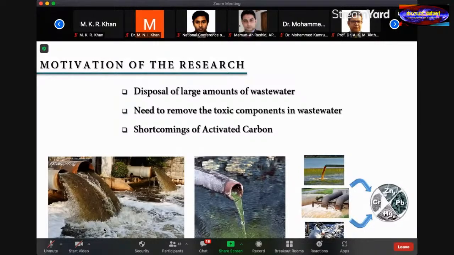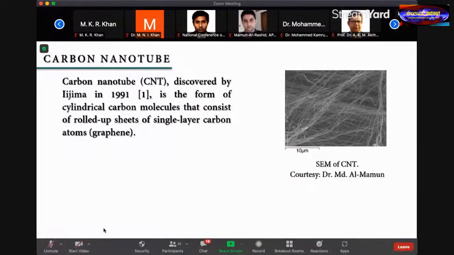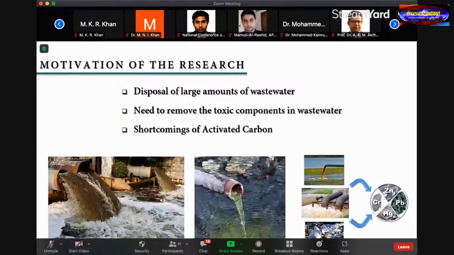Due to the rapid increment of industries around the globe, the disposal of wastewater is becoming a headache for industrial companies and nations. To have environmentally safe surroundings, the toxic components in the wastewater need to be eliminated. So carbon is used as a commercial adsorbent. However, due to the limited availability, low adsorption capacity, and difficult recovery problems, it seems not feasible to use.